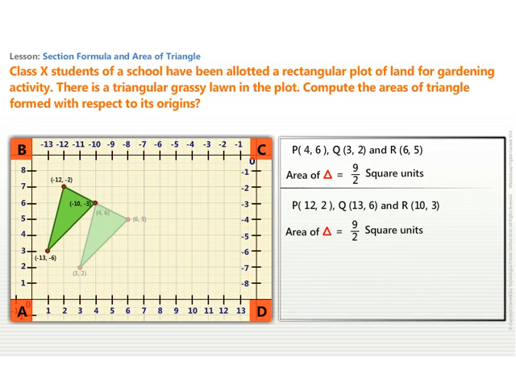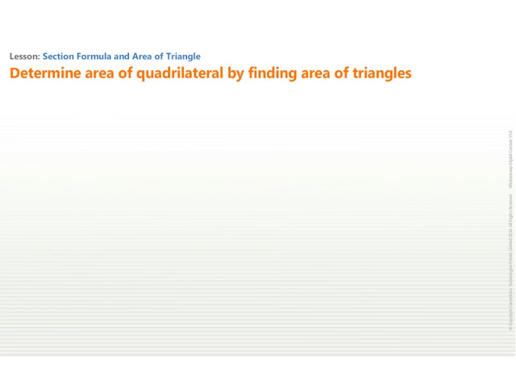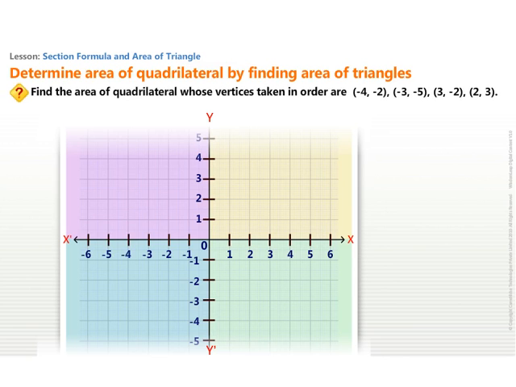What do you conclude from this? From this, we conclude that in a coordinate system, the areas of triangles will be the same irrespective of their origins. Now, let us do some more problems using the formula for areas of triangles given the coordinates of its vertices.